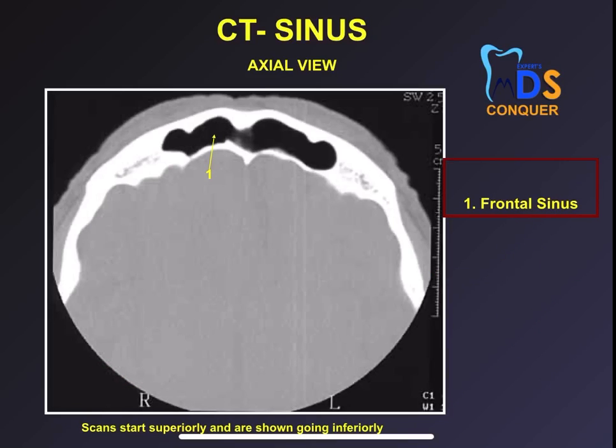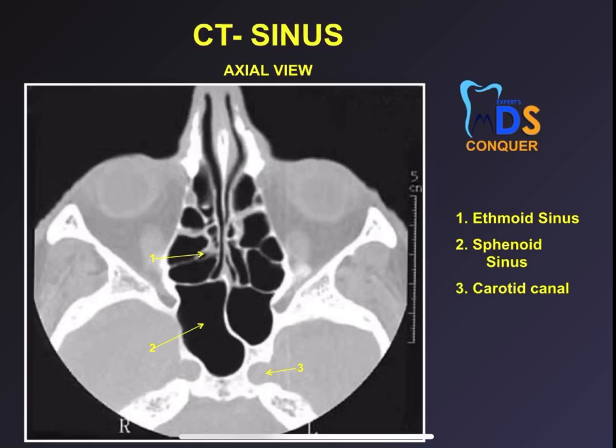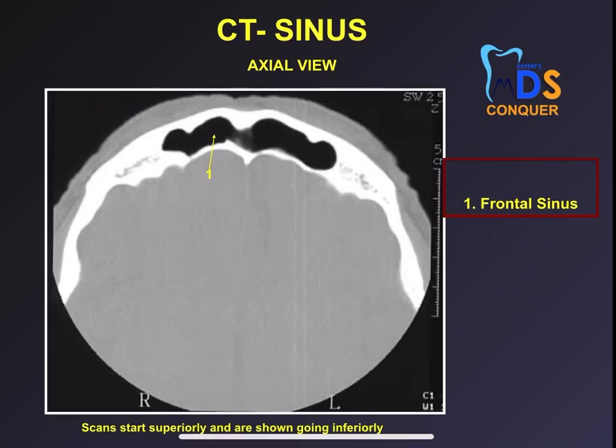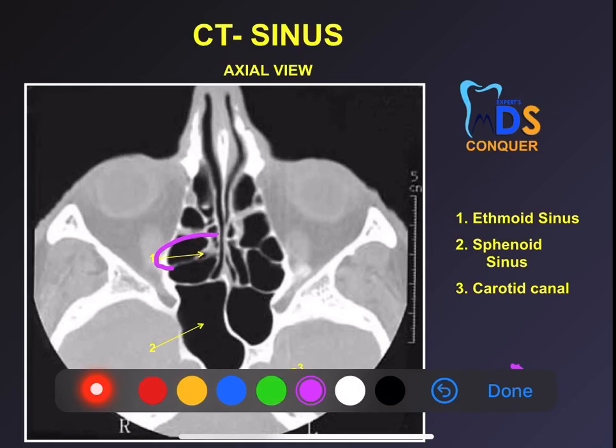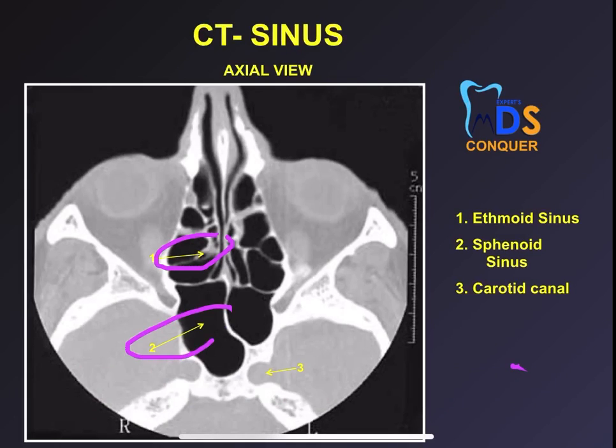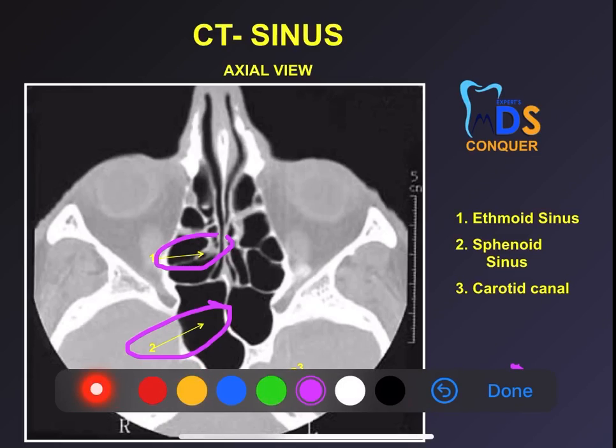Now this is an axial section which shows a frontal sinus. Since it consists of air, it is completely black. Now this is again a section where you can see the ethmoid sinus, the sphenoid sinus and the carotid canal. These are the ethmoidal sinuses, the smaller ones. This one is a sphenoid sinus. Sinuses appear black. Like that you have to remember.